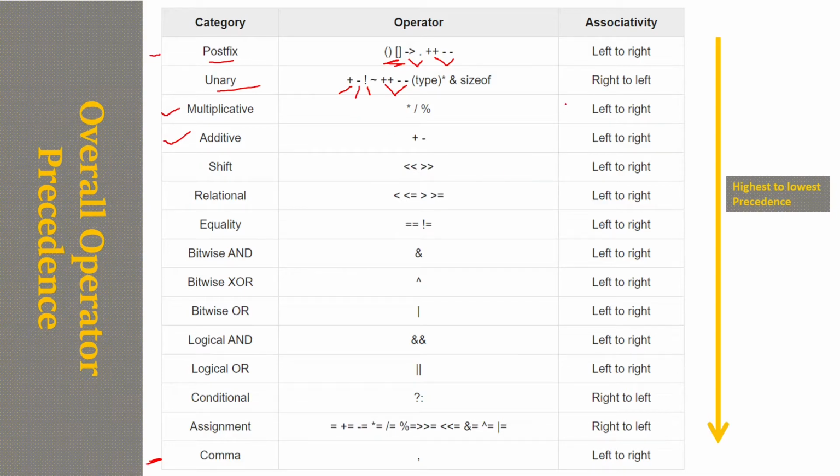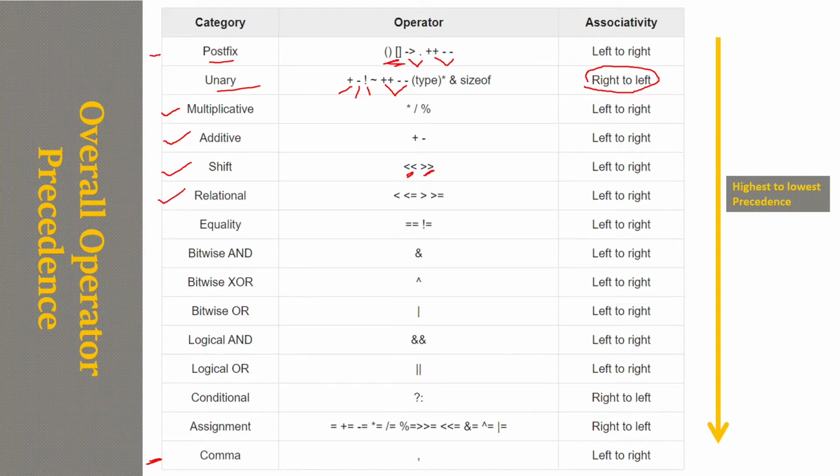One thing you need to understand is the associativity as well. In unary, the associativity is from right to left. So keep this in mind while evaluating expressions. Then after additive, we have the shift operations, the left shift and the right shift.